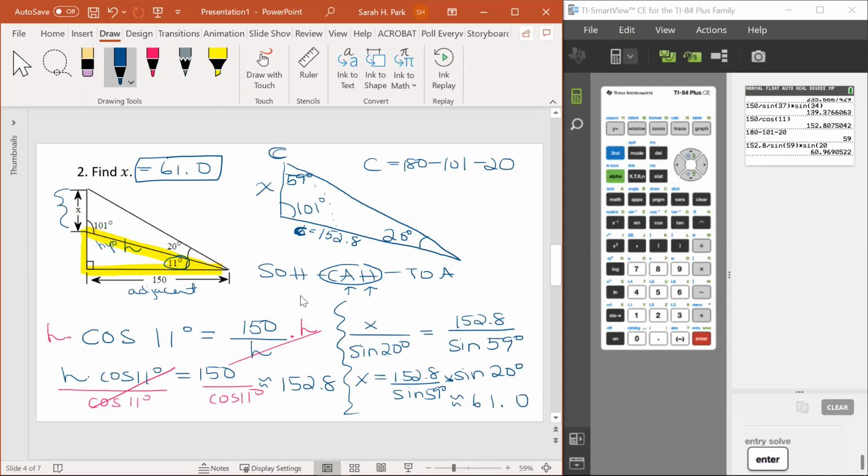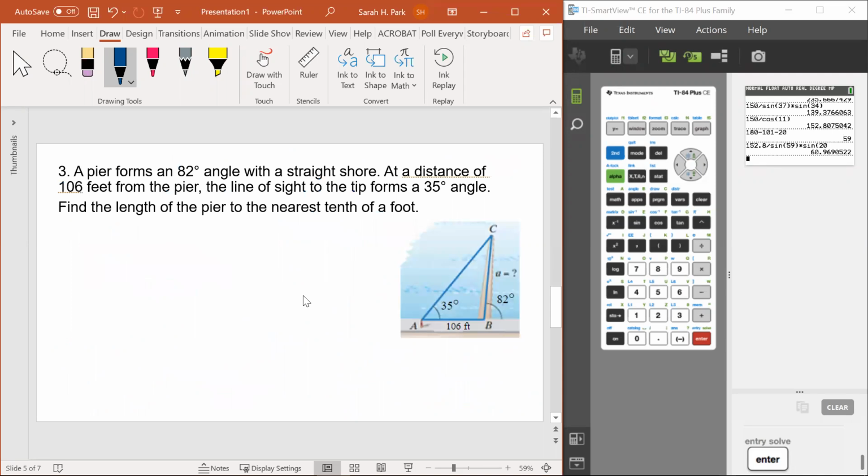Okay, let's practice some more. We got number 3. We have this picture here that shows us a pier with an 80-degree angle with the shore, and a distance of 106 feet from the pier. You have a line of sight that forms a 35-degree angle, and it looks like we want to find the length of the pier to the nearest tenth of a foot. So A is already labeled for us.